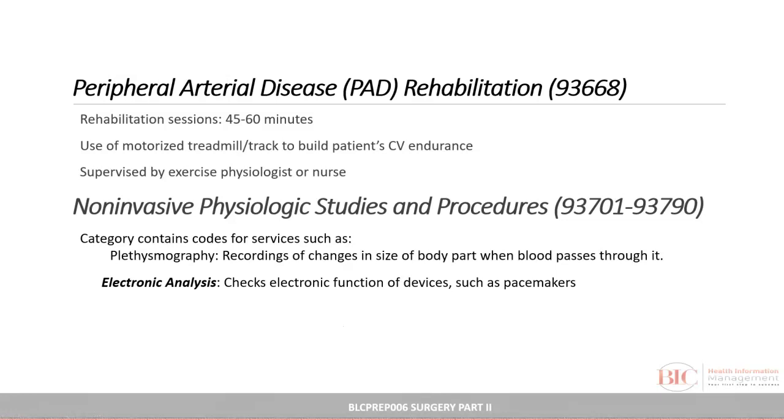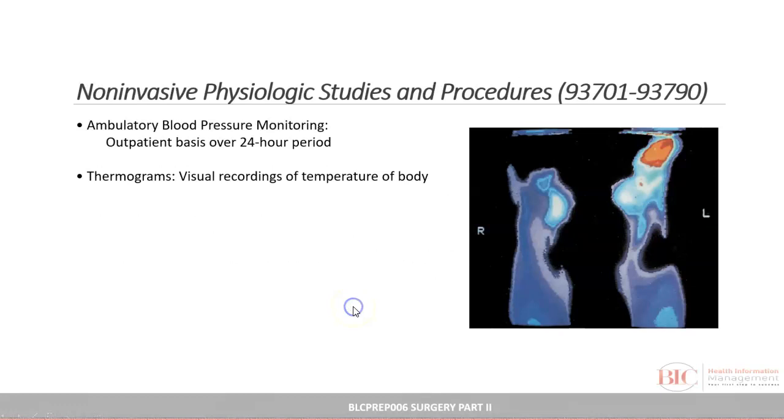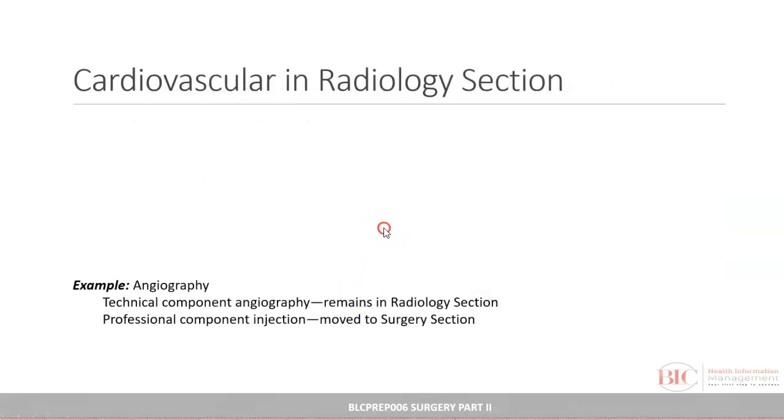Some of your non-invasive physiologic studies and procedures, your range of codes here are 93701 to 93790. This category contains codes for services such as plethysmography, which is the recording of the changes in the size of a body part when the blood passes through it. Electronic analysis will check the electronic function of devices such as your pacemakers. Your ambulatory blood pressure monitoring is normally done on an outpatient basis over a 24-hour period.